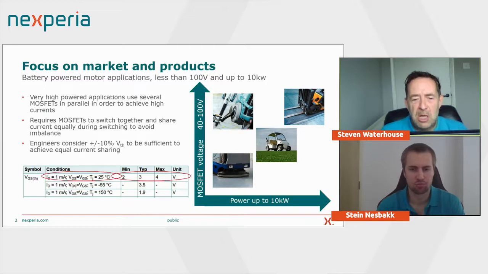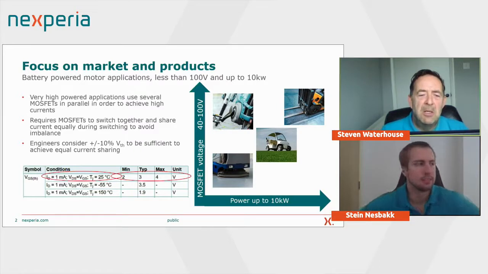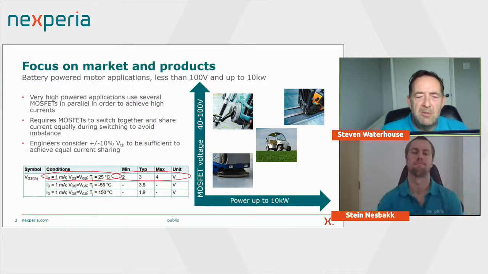equal current sharing. A typical threshold voltage is normally stated on a data sheet at 1 milliamp based on a junction temperature of 25 degrees C. So even if we did have a very tight limit on that threshold voltage, the 1 milliamp and 25 degrees C isn't really what we'd see in the application.